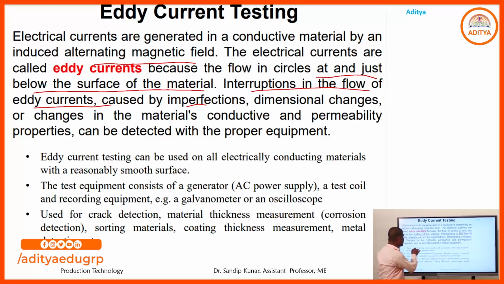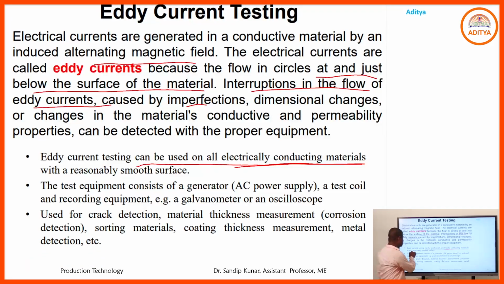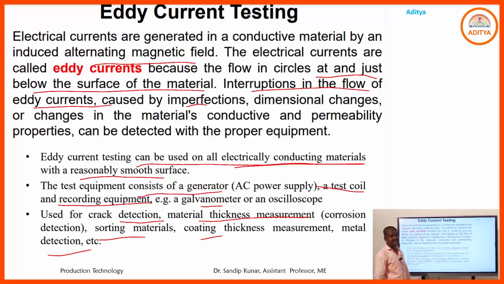Eddy current testing can be used on any electrically conductive materials with a reasonably smooth surface. The test equipment consists of a generator, a test coil and recording equipment, such as a galvanometer. These instruments are required for eddy current testing, which is used for crack detection, material thickness measurement, sorting materials, coating thickness measurement and metal detection. All these methods are non-destructive testing methods and very good methods. Without destroying the weld joint, we test the weld quality.